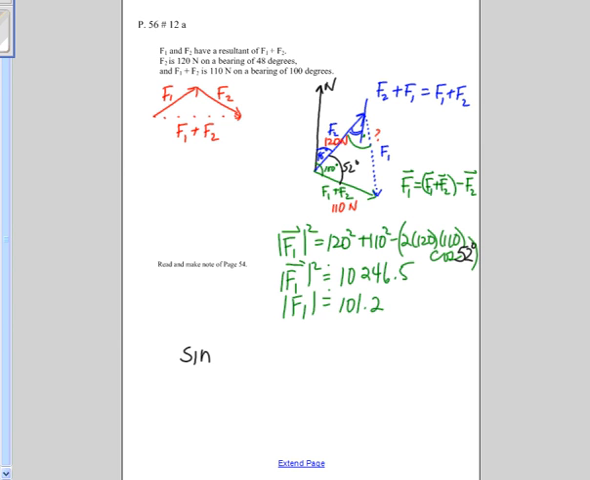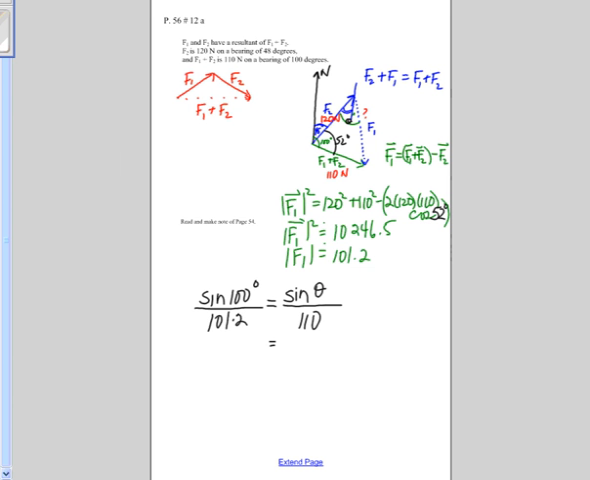I have sine 100 degrees over force 1, which is 101.2, equals sine of that entire angle, which I'm going to call theta, over 110. So sine theta, multiplying both sides by 110.